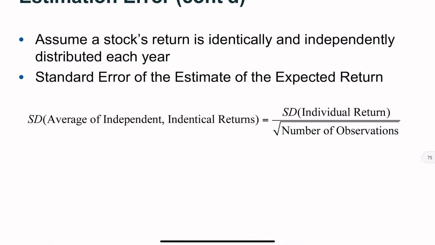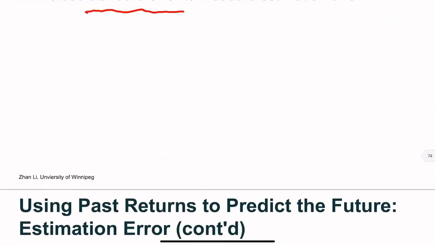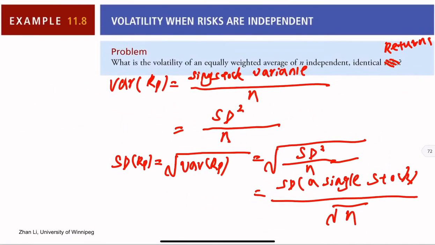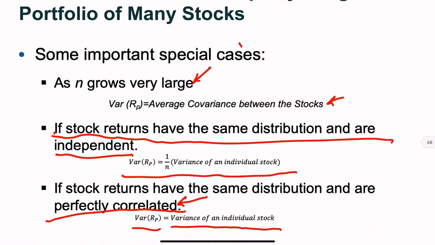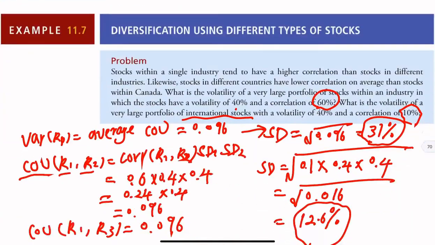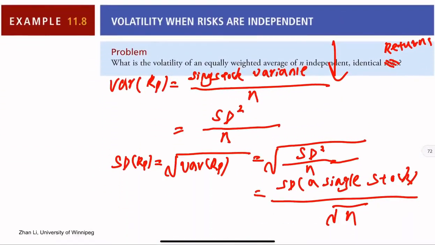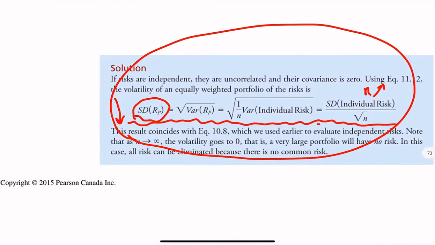So now let's see how we could calculate standard error. Again, we assume stock returns have the same distribution, and we assume they are independent. So again, we are talking about this case, right? And we're also talking about this case, right? And we have done the exercise, and we know that if stocks are independent and have the same distribution, we could have this formula, right?